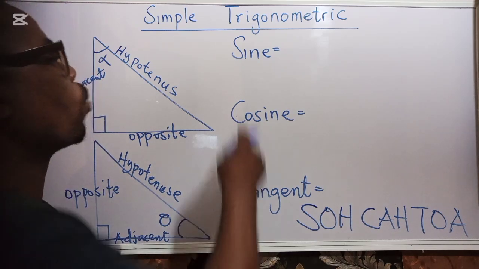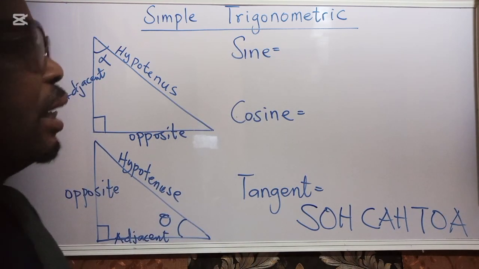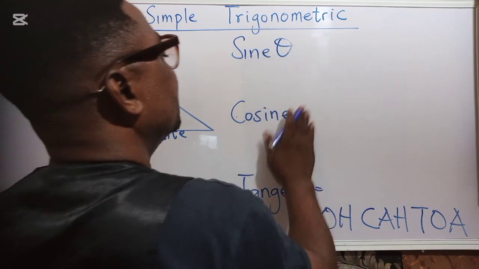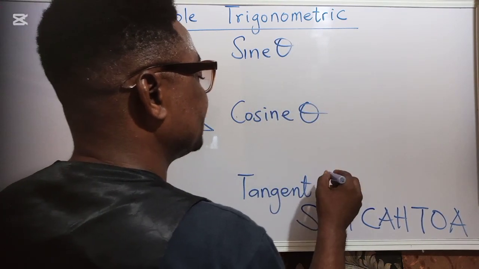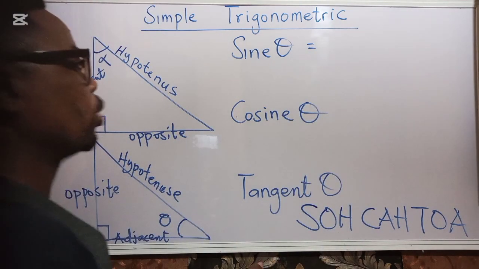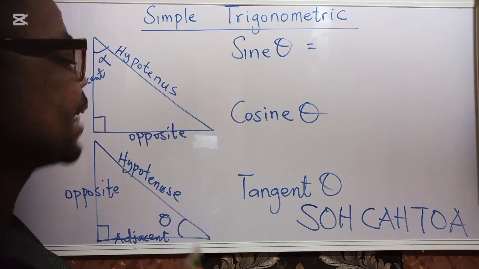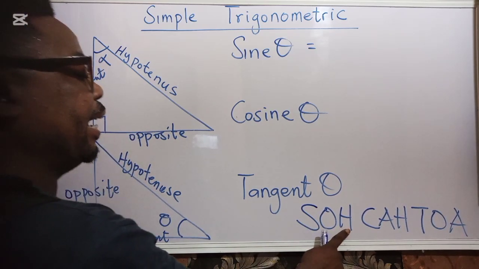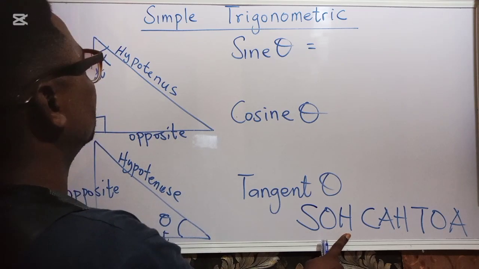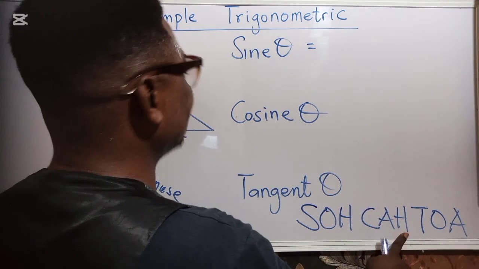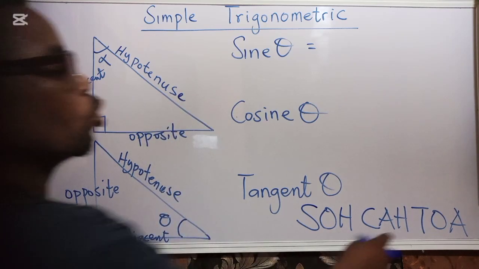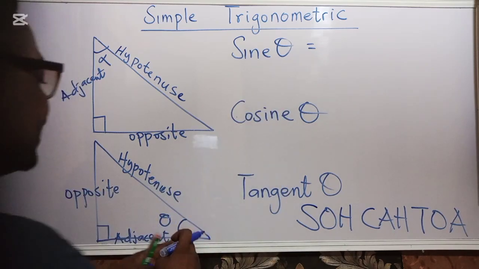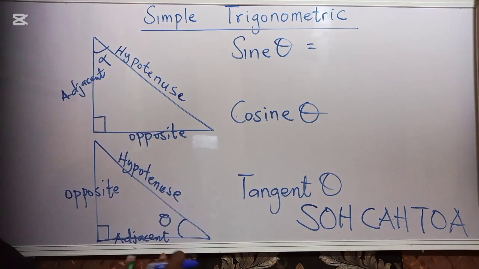So when sine is to be used, let's put sine theta, cos theta, tan theta. Look at this one. In sine is O and H. O represents opposite, H hypotenuse, A adjacent. Now sine theta. Let's use theta so that we don't start messing up with alpha.